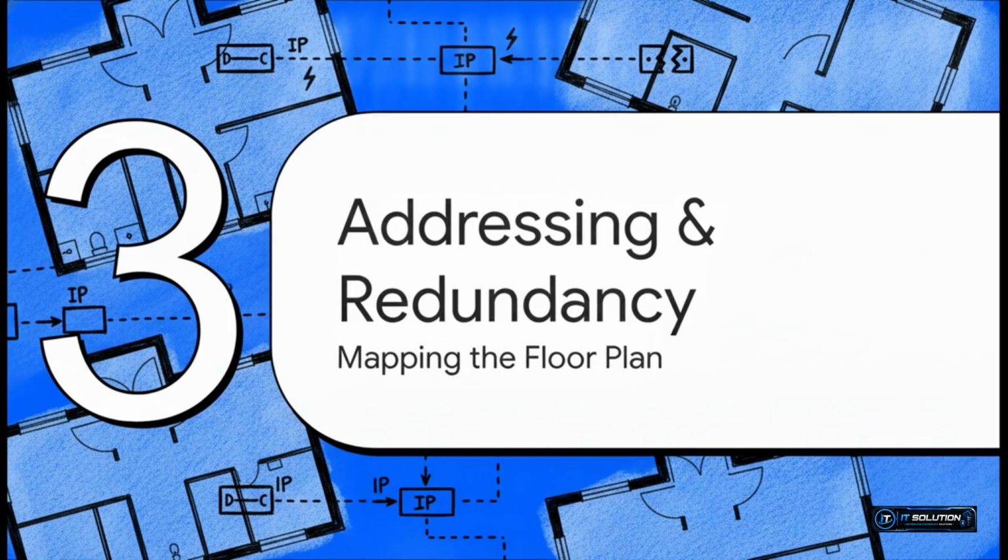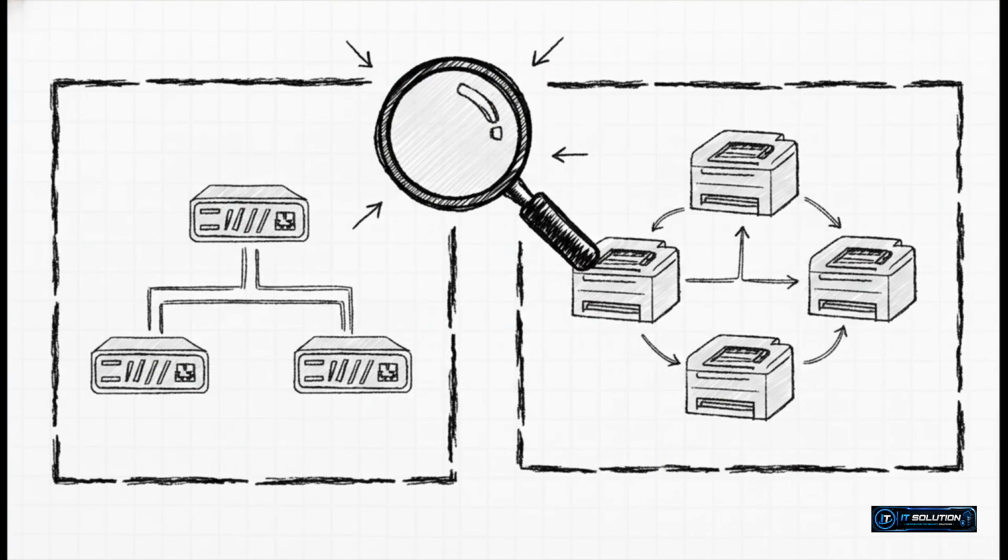Section 3, Addressing and Redundancy Planning. Time to map the floor plan. All right, you absolutely must plan and document a logical IP addressing scheme based on your device types. If you just start handing out IP addresses randomly, I guarantee you'll be completely lost when an issue pops up. But if you know that, say, all your intermediary switches are in one specific IP block and your network printers are in another, you can instantly narrow down where a problem lives just by glancing at the address. It makes troubleshooting drastically easier later on.